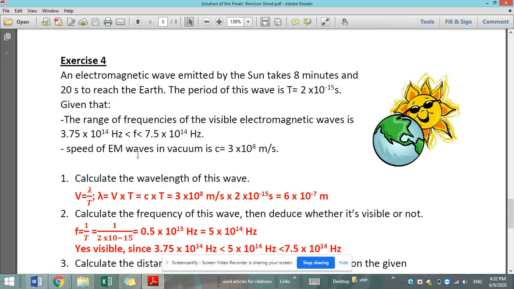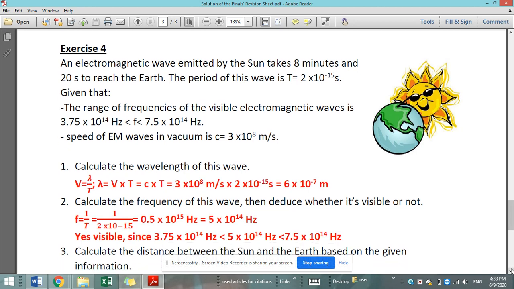And the speed of electromagnetic waves in vacuum is C equal 3 times 10 power 8 meter per second. You are also supposed to memorize this value. You are supposed to memorize the speed of any light wave or any electromagnetic wave in vacuum. And otherwise, if you are given an electromagnetic wave propagating in a medium other than the vacuum or the air, like in water or glass or so on, you will be given the speed.